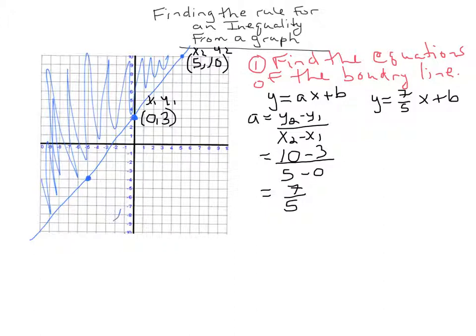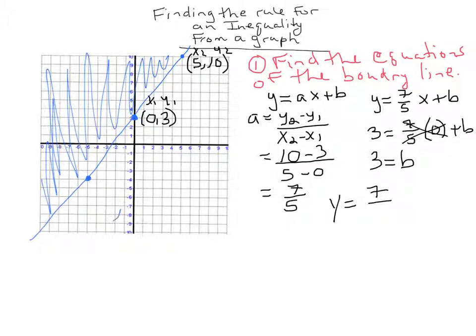Yes, if you wanted to turn that fraction into a decimal, you could. So I put 3 equals 7 over 5 times 0 plus b. 7 over 5 times 0, that's just going to go away. And I'm going to get 3 equals b. You could have also looked at the fact that right here they gave you the y-intercept. That showed you where it crossed the y-axis. So had you just taken this 3 here and plugged it in right away, that would have been fine with me as well. So your final rule for your boundary line is y equals 7 over 5x plus 3.